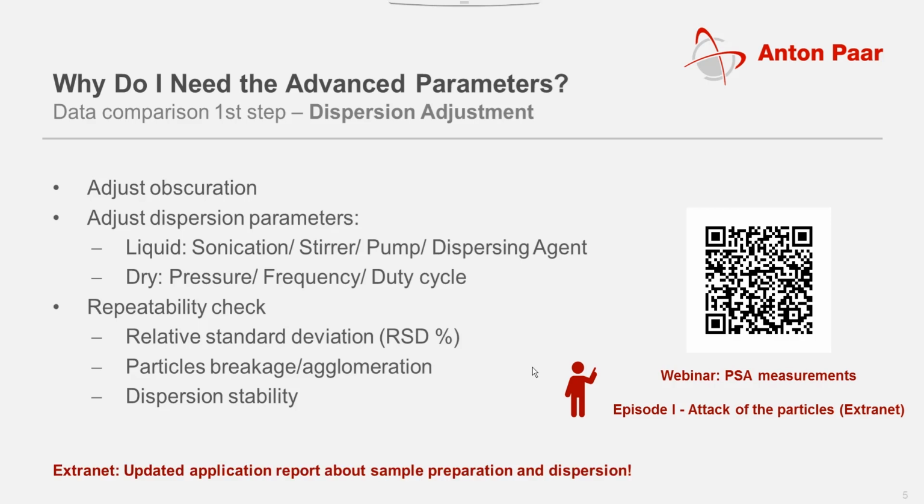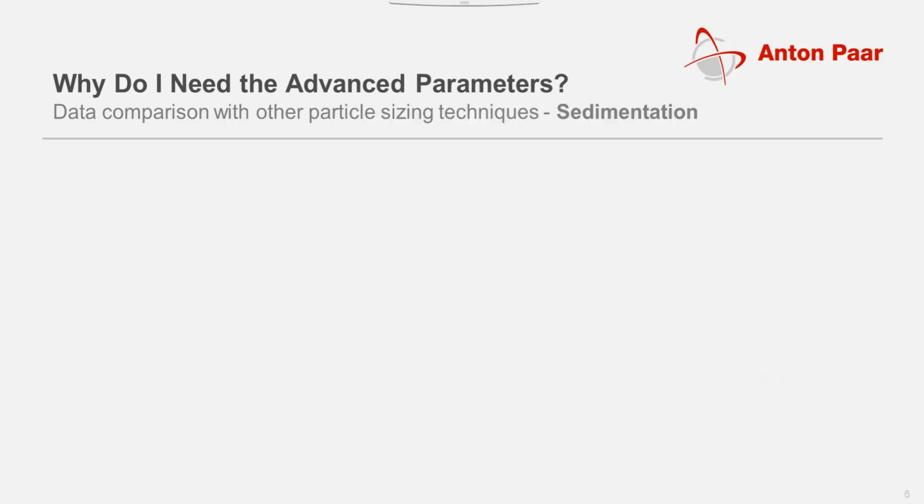Moreover, we recently published on the extranet an updated version of the application report about sample preparation and sample dispersion, where you will find the same contents of the first webinar. Each particle sizing technique has its own physical principle at the base. Therefore, most of the time there will be a certain difference in the results. Behind this difference, there is always a reasonable explanation that has to be searched in the way the instrument measures the particle size and which aspect of the particles it considers.